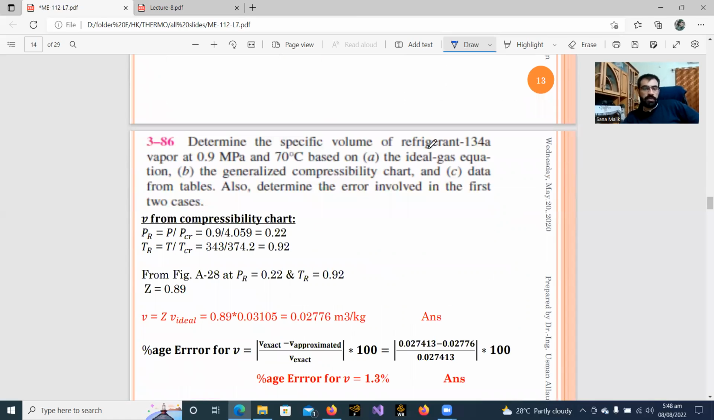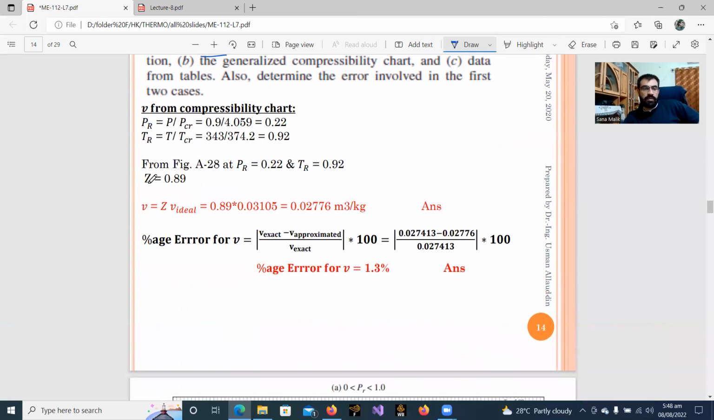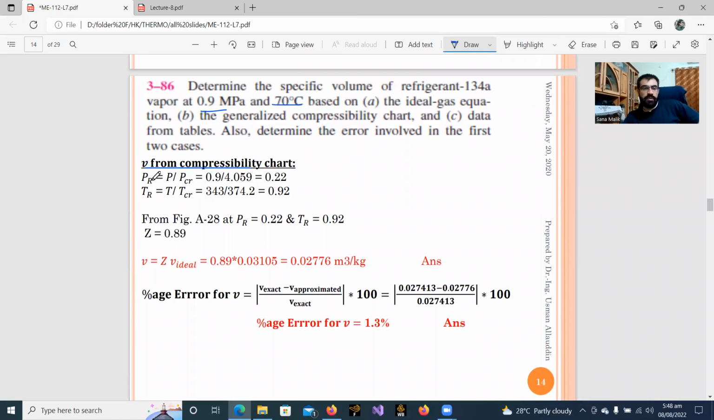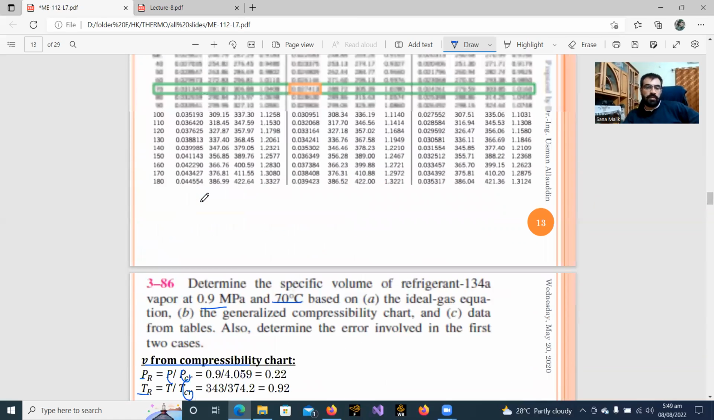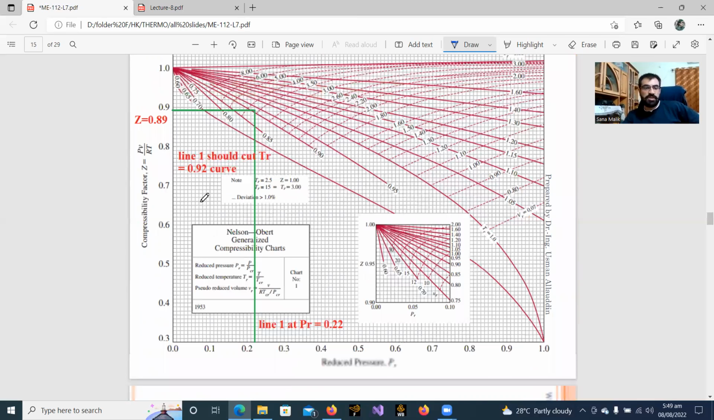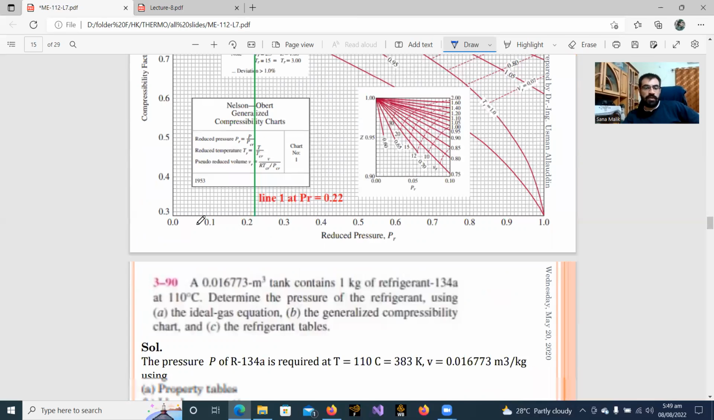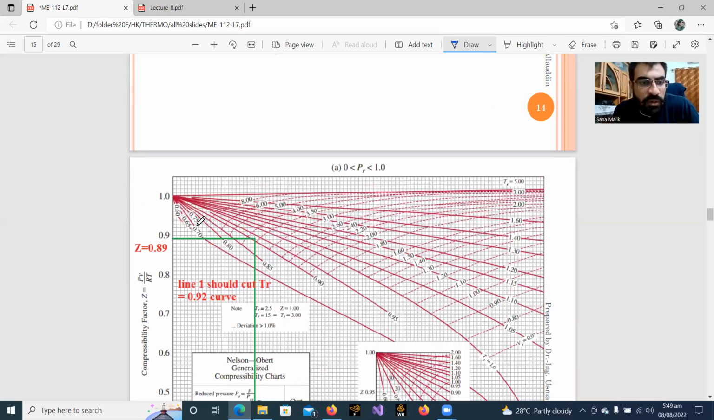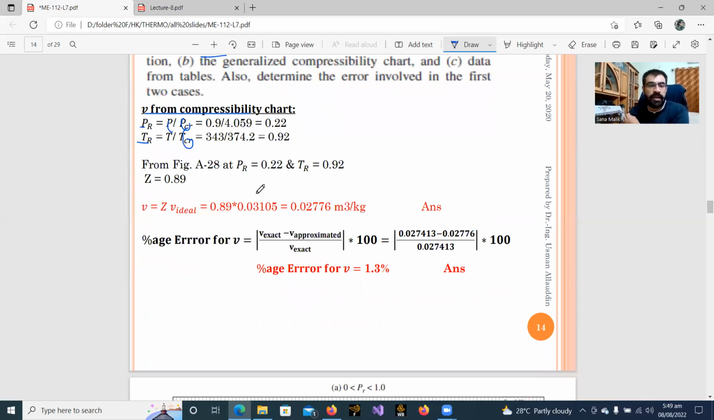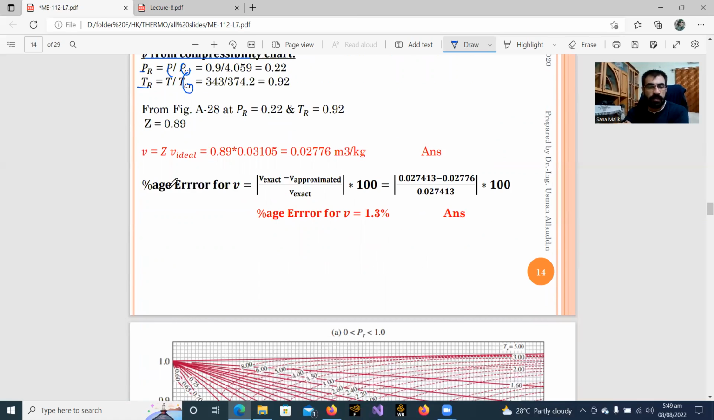Determine the specific volume of refrigerant 134a vapor at the given pressure and temperature using the compressibility chart. What we will do is find the critical values from table A1, where critical pressure and temperature are given, and then find the reduced pressure and reduced temperature. Now we will go to the compressibility chart, figure A28, at PR and TR 0.92, and Z is equal to 0.89.